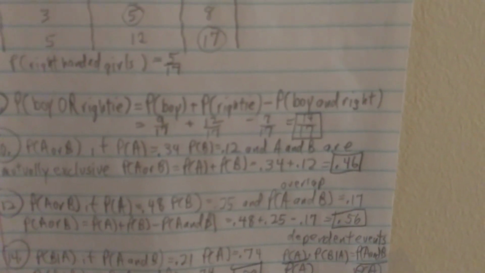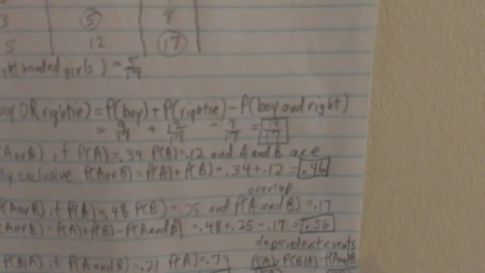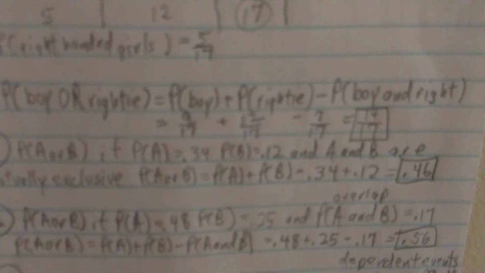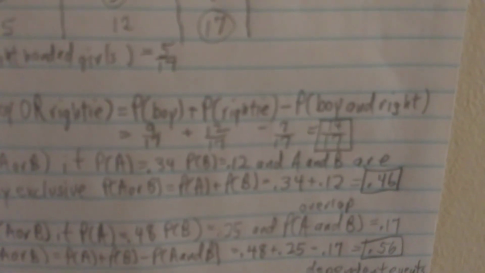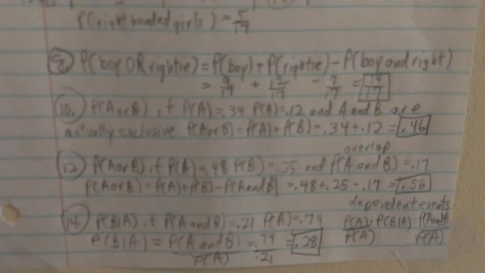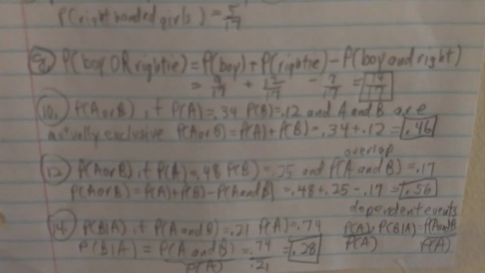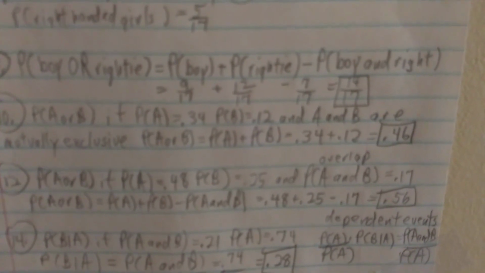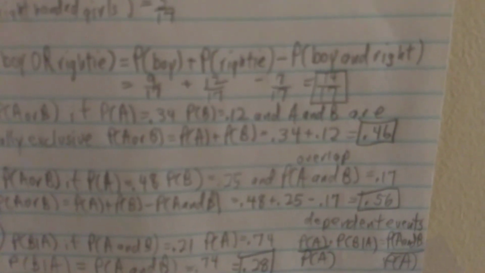So 10 is the probability of A or B, now a different one. If the probability of A equals 0.34, the probability of B equals 0.12, and A and B are mutually exclusive, which allows us to add them separately. So the probability of A or B is the probability of A plus the probability of B, which is 0.34 plus 0.12, which is 0.46.